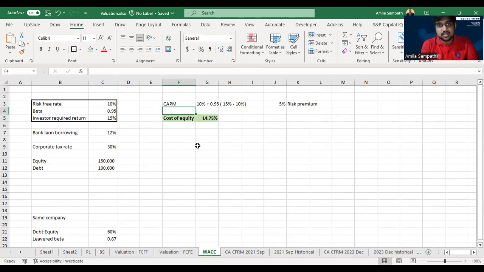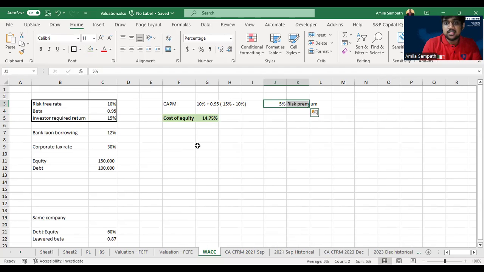This is based on the CAPM model. For your examination purposes, your examiner will definitely give the risk-free rate and the investor required return. Or in some cases, your examiner directly gives the risk premium. In this case, you don't need to calculate the difference between the investor required return and the risk-free rate.